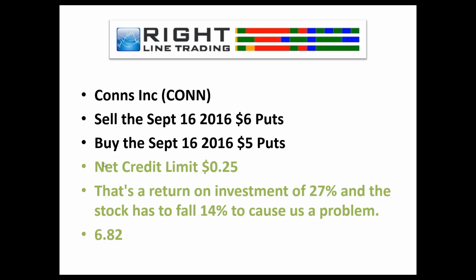If you can't get 25 cents on this put spread, you're not going to buy it. So when you place the spread, you're going to sell the September 16 $6 puts, buy the September 16 $5 puts. You can buy 1 spread or you can buy 10 spreads. I buy 20 or 30 spreads. But you have to set the net credit limit at 25 cents.